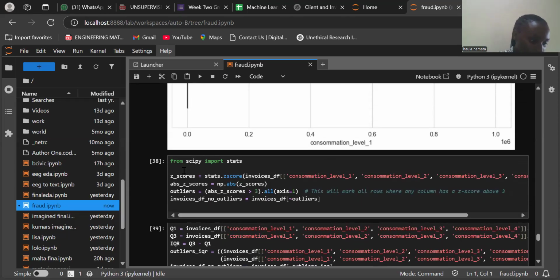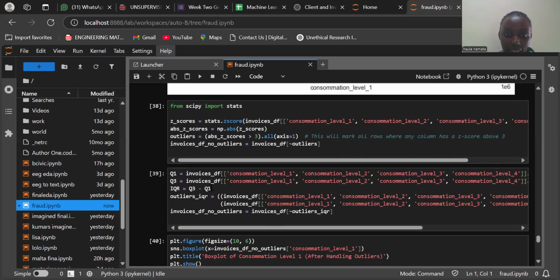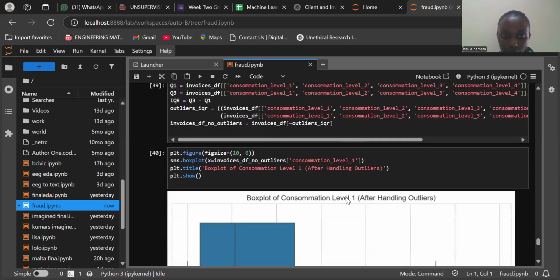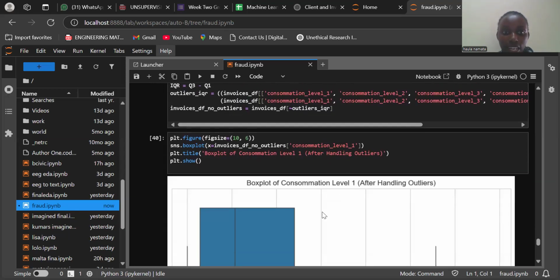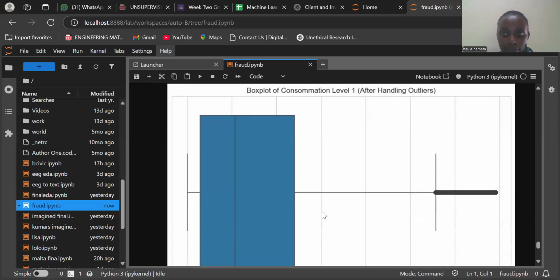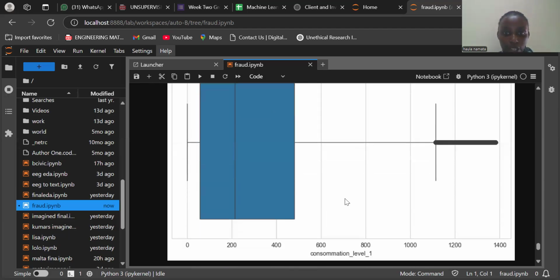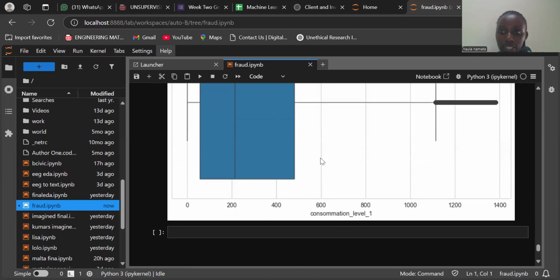In this first function, we compute the Z values. This is normalizing the data, where we calculate the mean. Z is equal to x minus mu over sigma, that is to standardize the data. And then here we calculate the interquartile range to remove the outliers. After that, we have another box plot after handling outliers, and it shows a uniform distribution of the data in the consumption level.